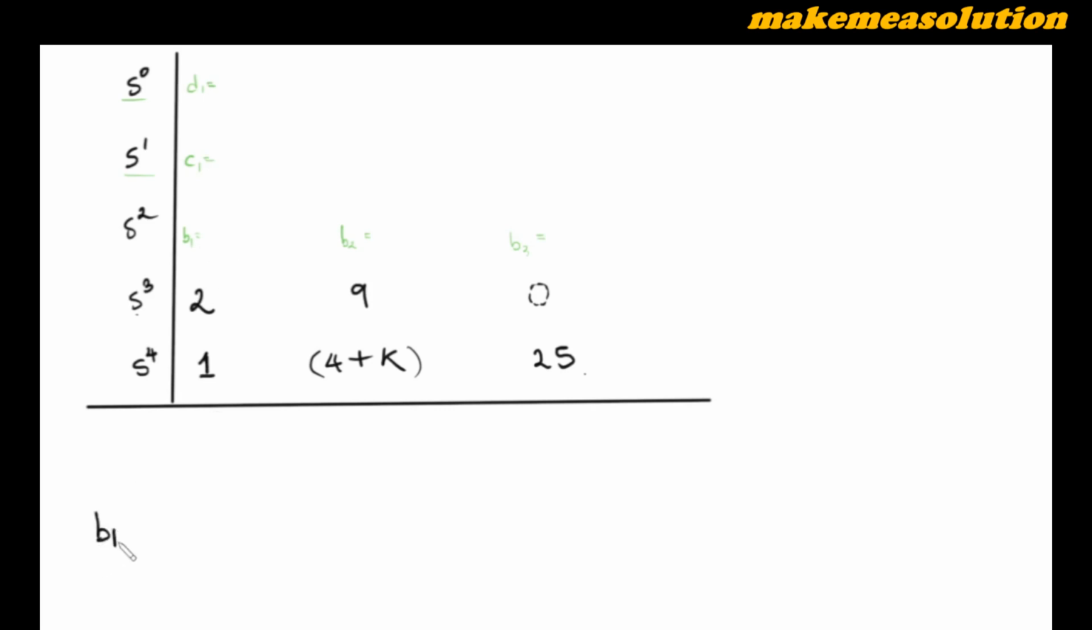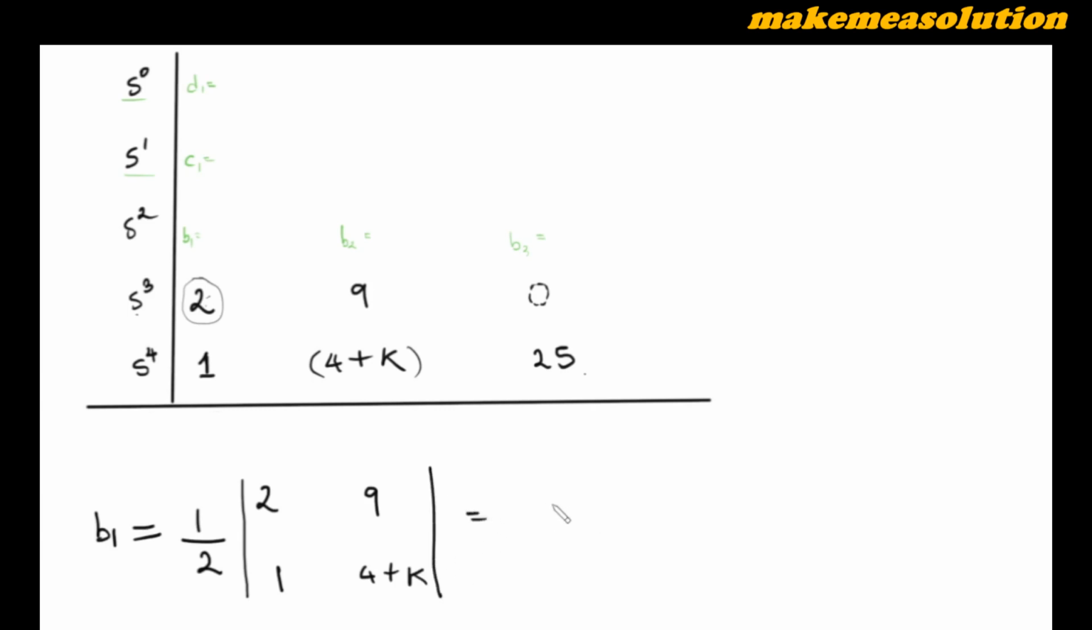Now, to get b1, b1 is going to be what? Remember that it depends on this value over here, from the formula. So I'll have 1 all over 2. I'll take the reciprocal of this value, and at the same time I'll find the determinant. 2, 1, then 9, and 4 plus k. So let's find and see what we'll get.